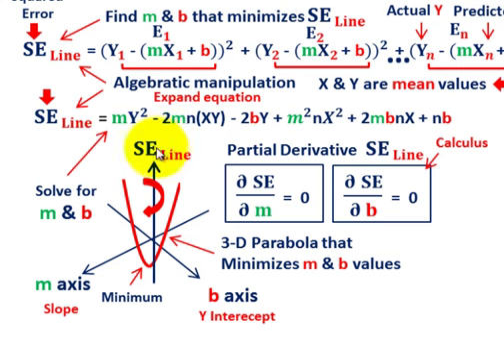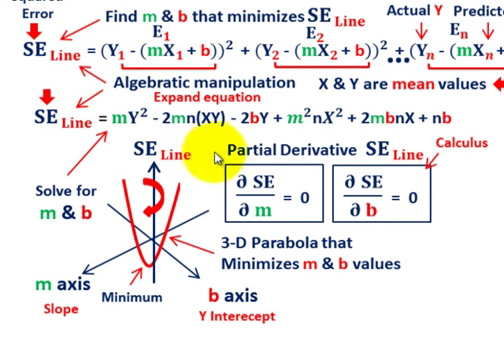So what you're really looking at here is a 3D parabola, or a 3D axis, where you're going to have an m axis, the slope axis shown here, and then you're going to have your b axis, the y-intercept, and then that third dimension. That would be the total squared error of the line. So if you look at that squared error of the line through your algebraic equation, you're going to have some parabola.